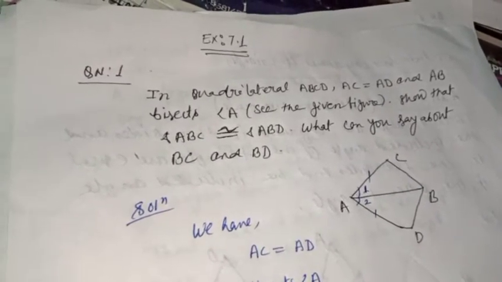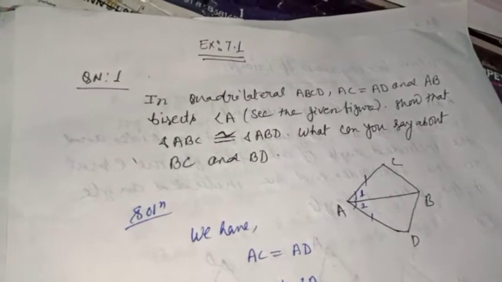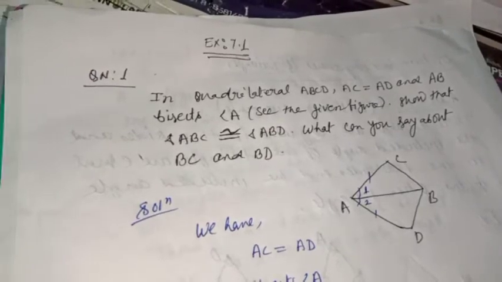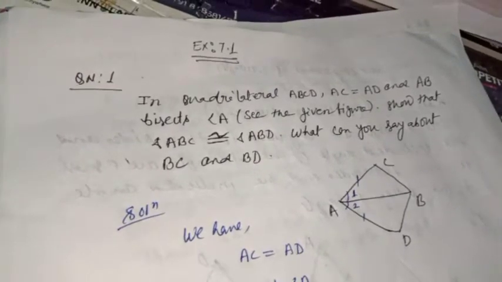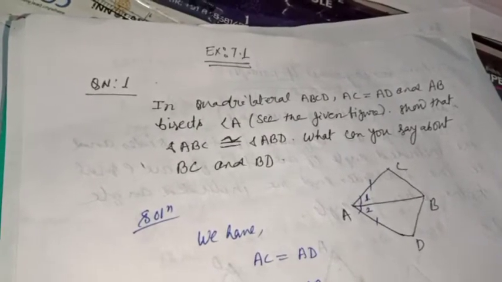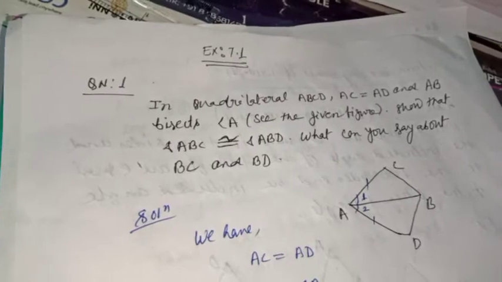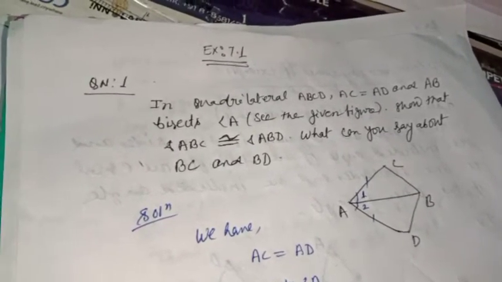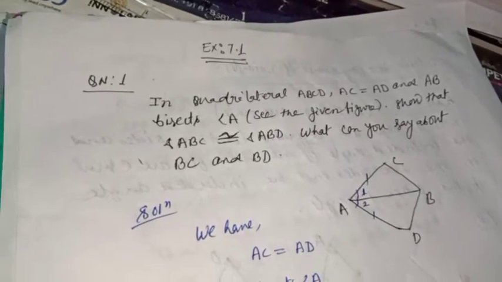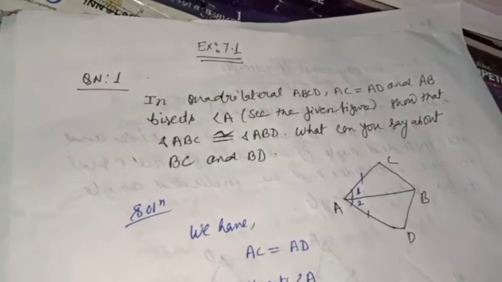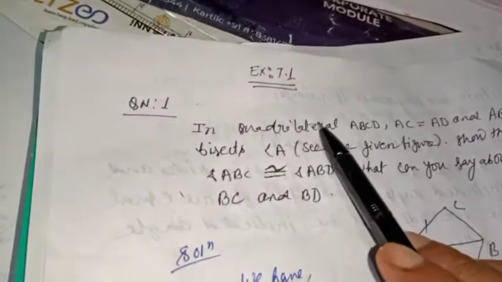Again, you will have two criteria. I will give you those two criteria before starting exercise 7.3. Sorry, 7.3. Today I am going to solve exercise 7.1, and this exercise fully depends on the criteria SAS and ASA. So here you can understand how to use these criteria to solve problems. Okay, let's start. Exercise 7.1, question number 1.